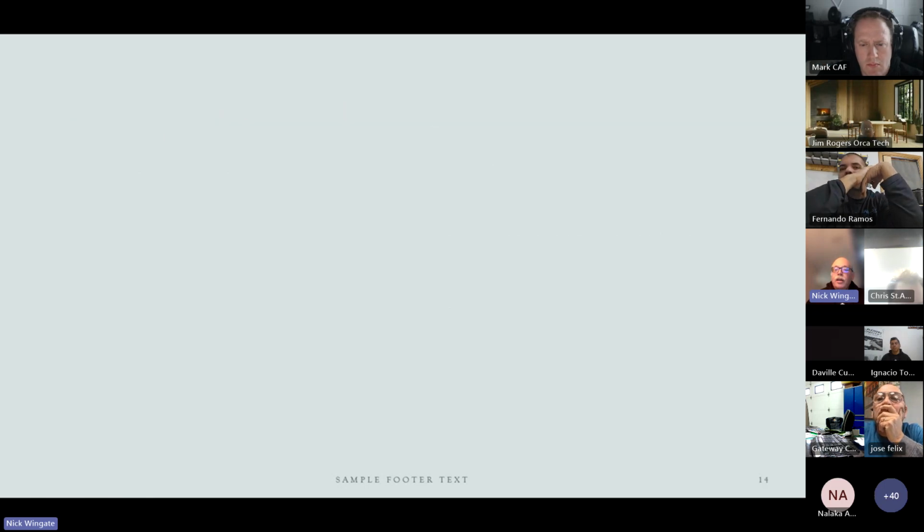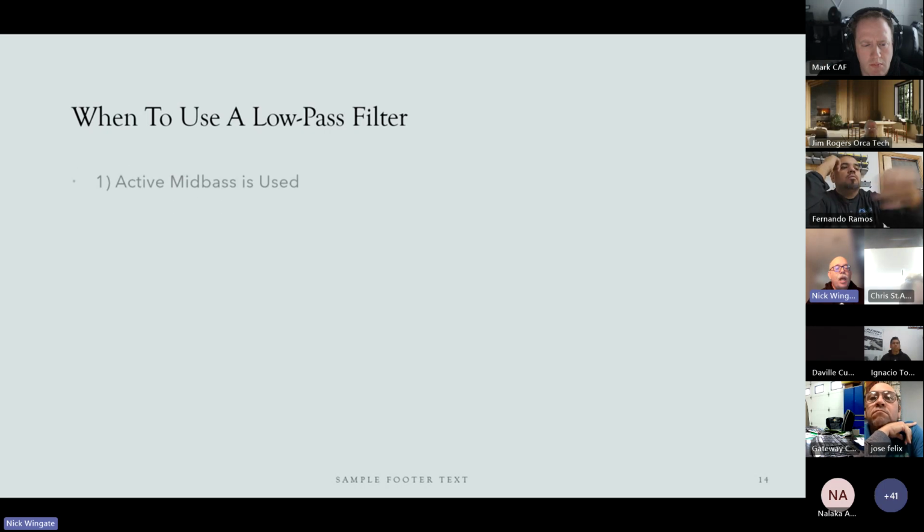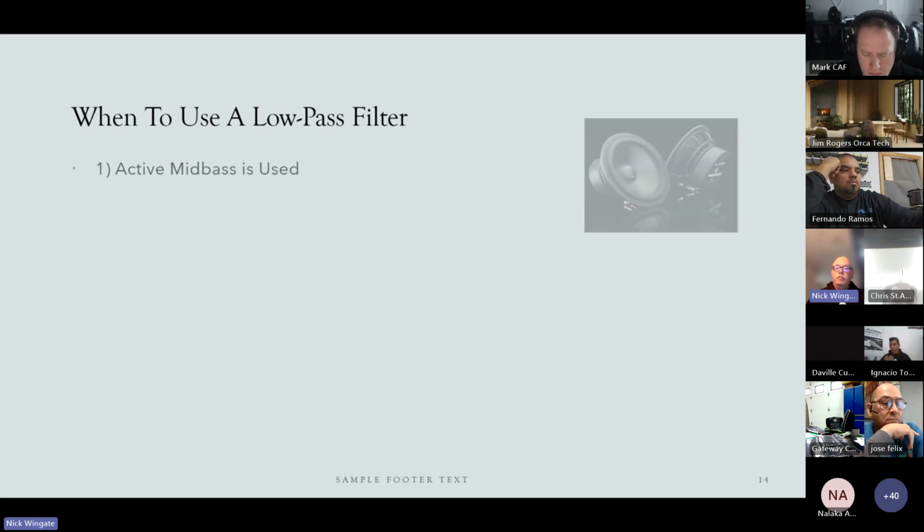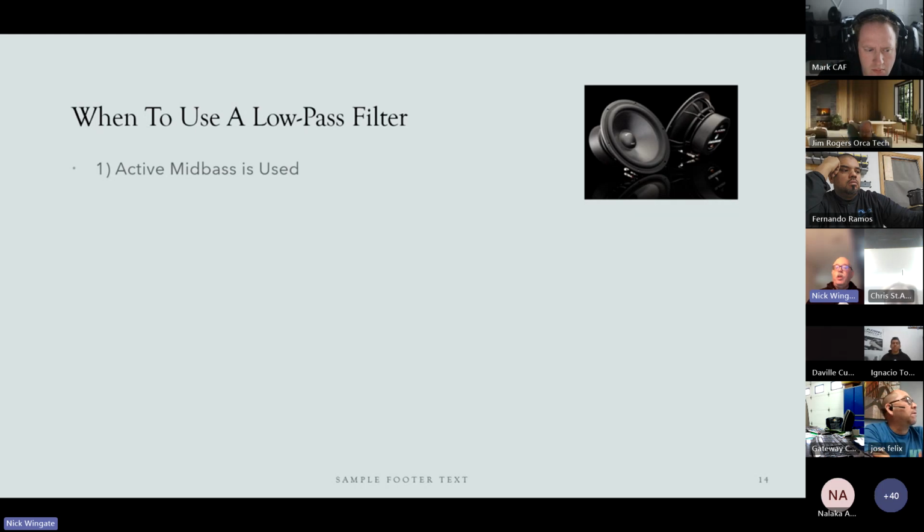Okay. Now, when to use the low pass filter? Anytime that we have an active mid-bass. Really? Yes. Because if you have a two-way, you're going to play the tweeter from a certain frequency and up, and that means the mid-bass driver needs to take over for whatever that frequency is that we have selected for the tweeter. It plays from, let's say, 2000 hertz and down on the mid-bass driver for a two-way.